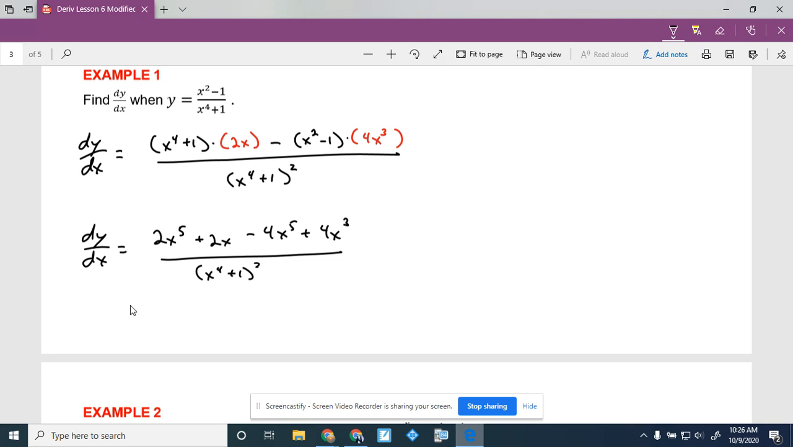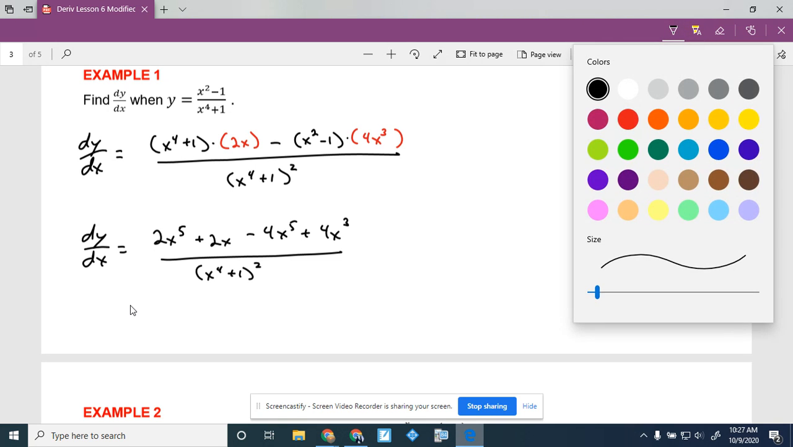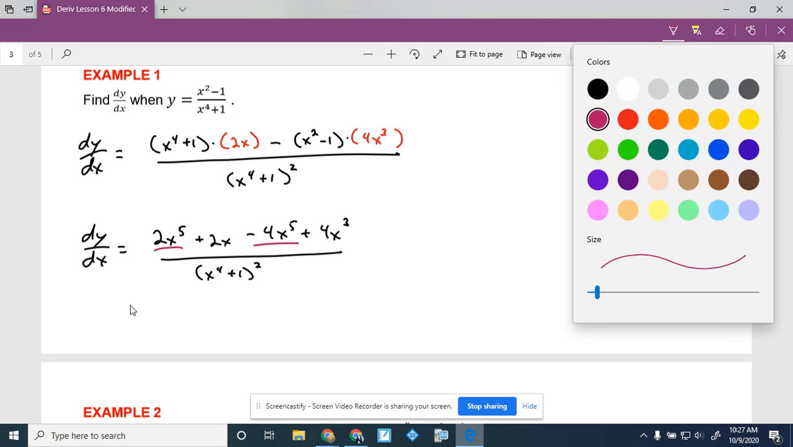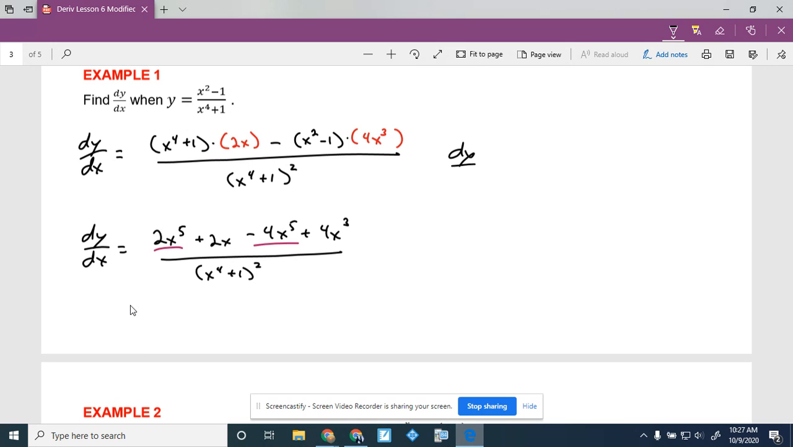Leave that factored. So now hopefully something good happens, nothing crazy, but we do see we have like terms here. So those can go ahead and get combined. So we're going to get dy/dx equals negative 2x to the fifth plus 4x cubed plus 2x, all over x to the fourth plus 1 quantity squared. And there is your slope producing machine for the graph of y, or your instantaneous rate of change producing machine for the graph of y.